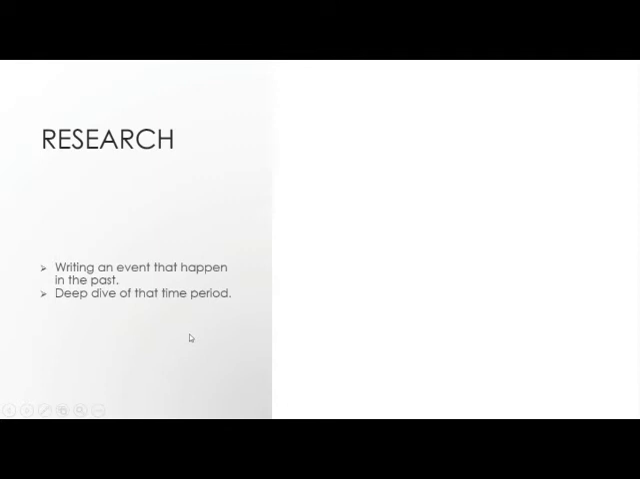A deep dive of that time period, especially if you're doing historical fiction or more historical fiction, because you'll definitely need to know your world and the history of that location. Ask a person that's from that period. That's only if they're still alive.